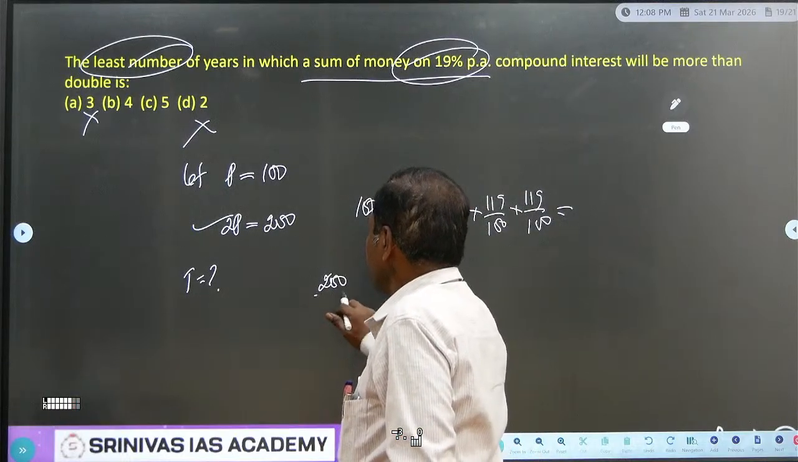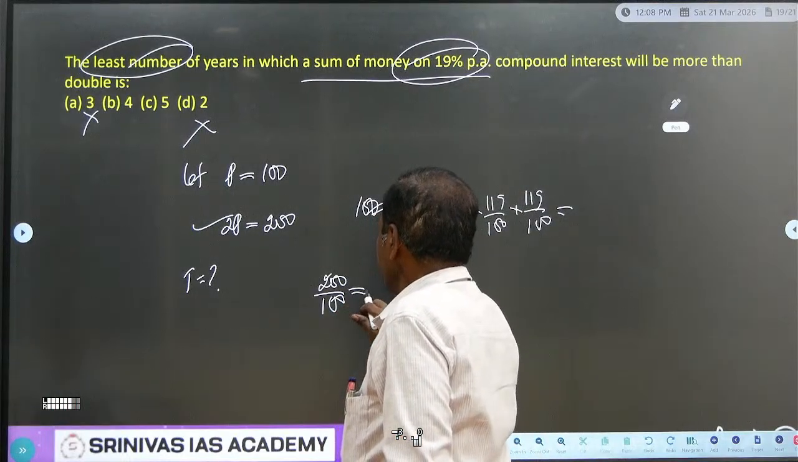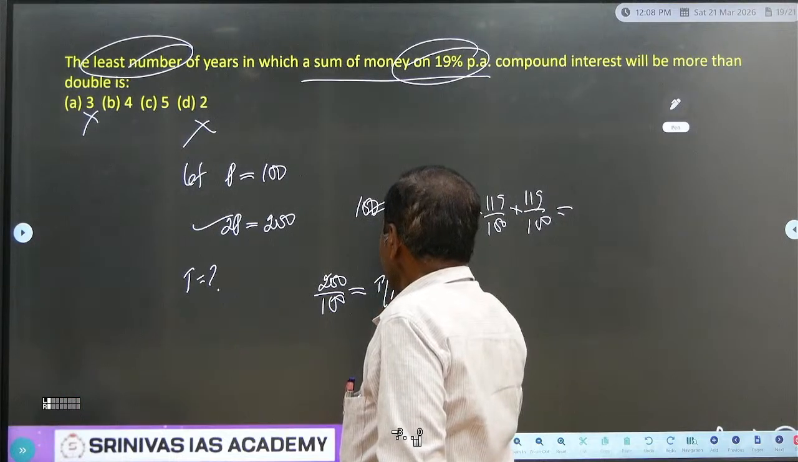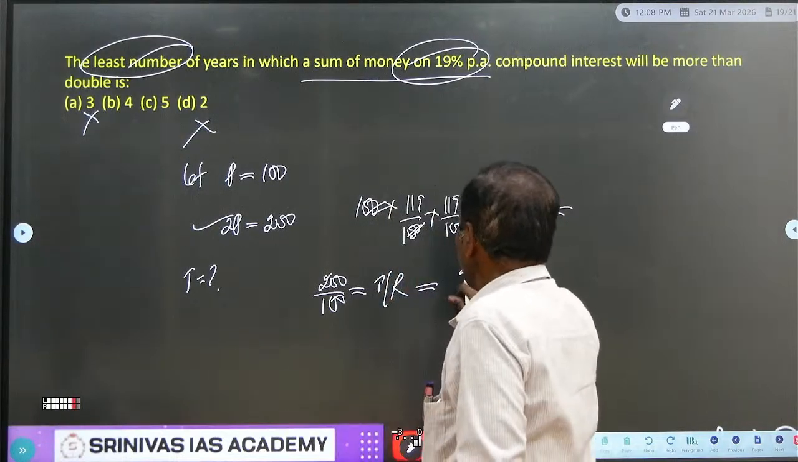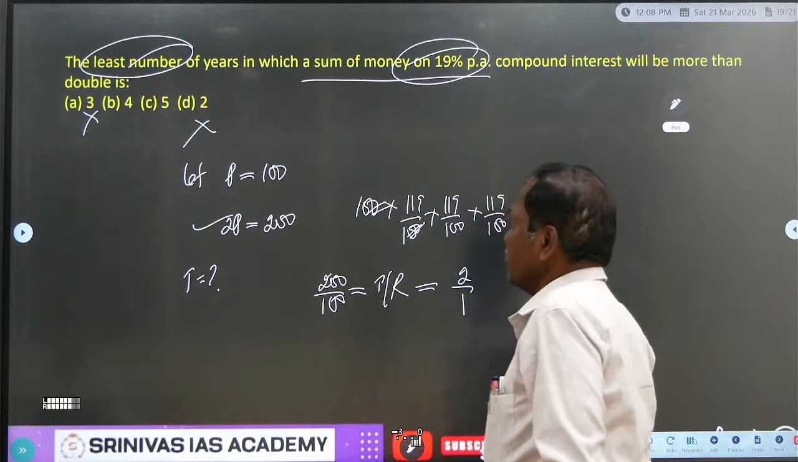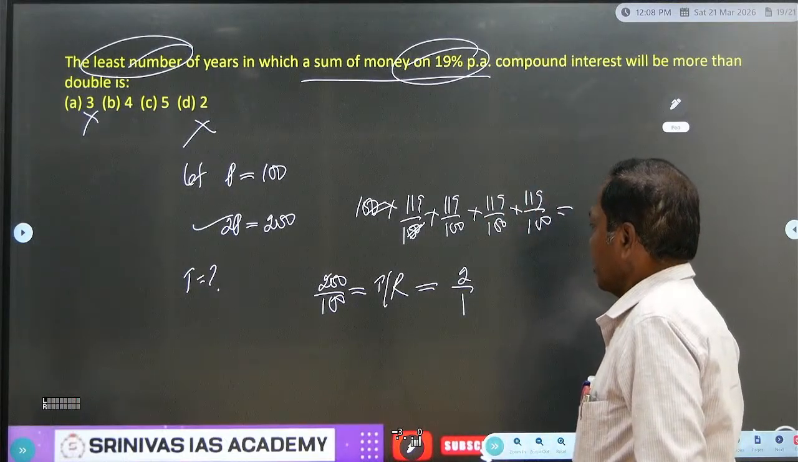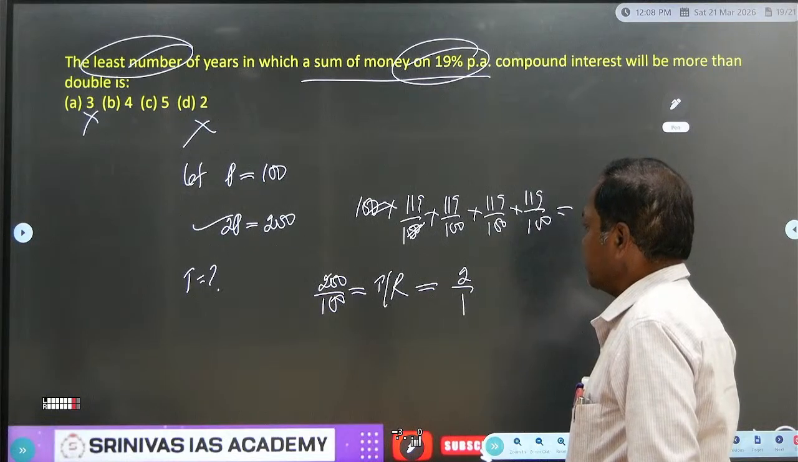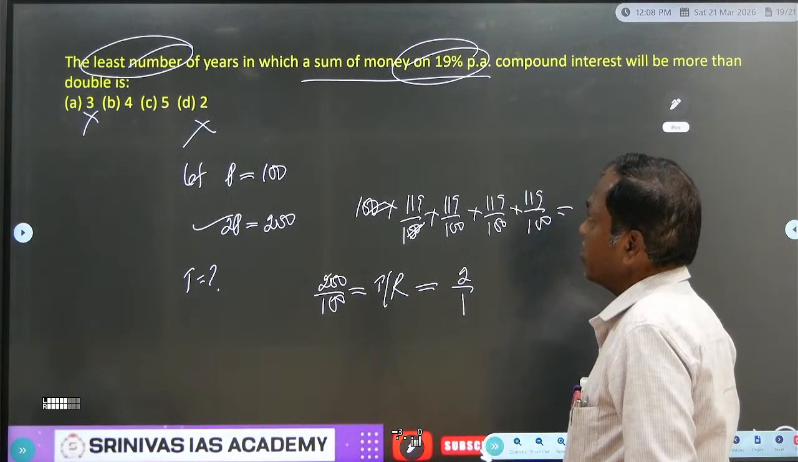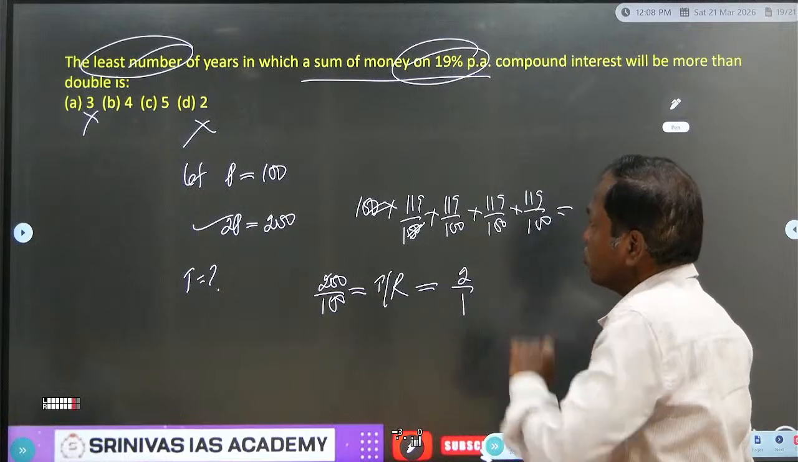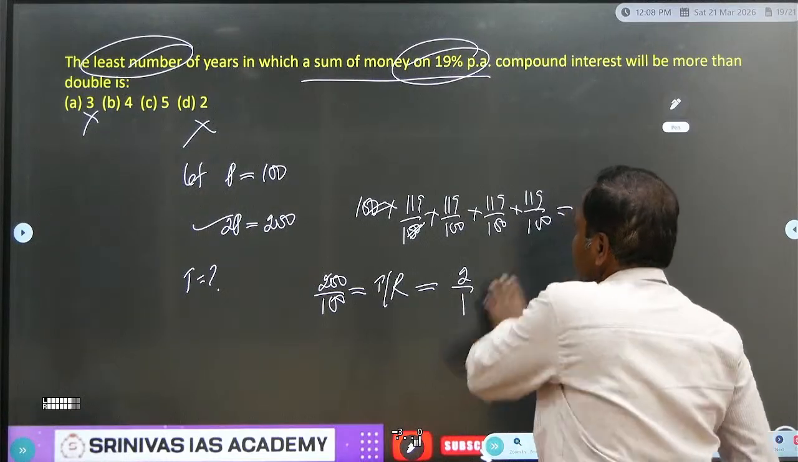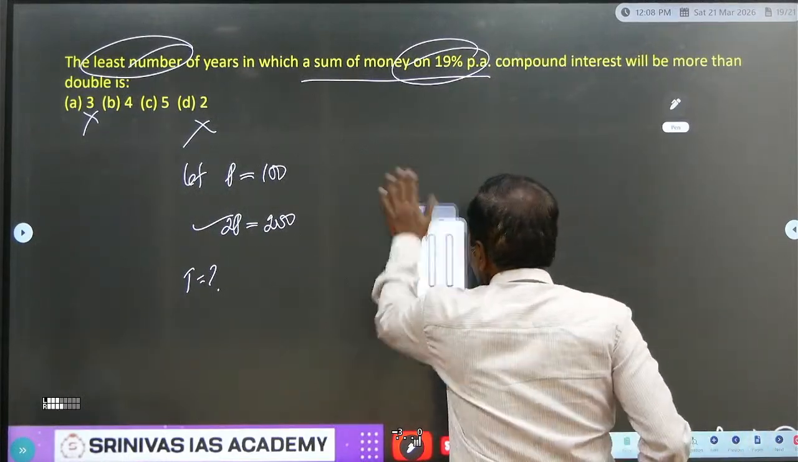Do 200 by 100. You get time equals to rate. It means 2 by 1 will happen. This is 100 and the rate percentage is 100 you can take. 100 means how many years? The 4 years should happen there correctly.